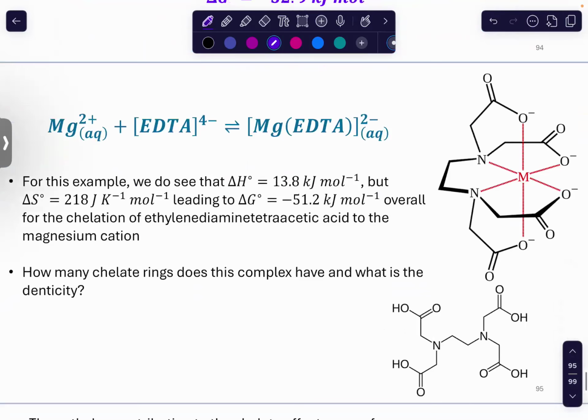And up here's a fun one. You've probably heard of this one before, EDTA. I think we've mentioned it in OChem. So this is an anticoagulant.